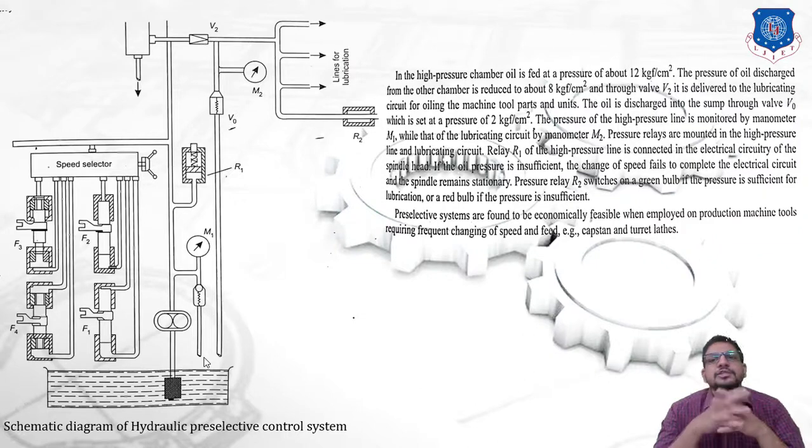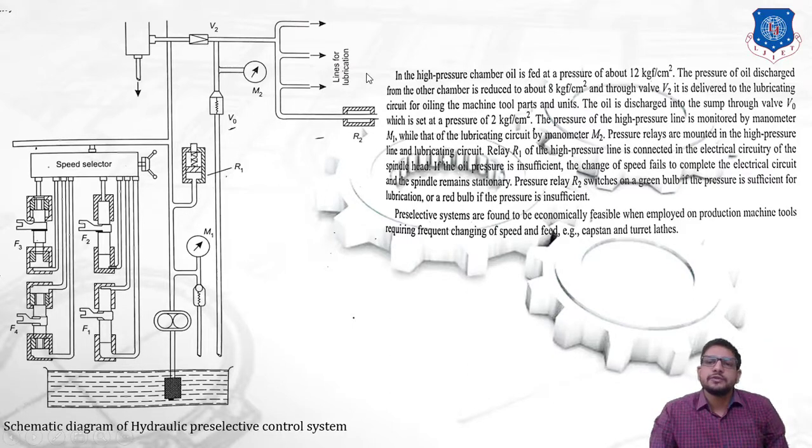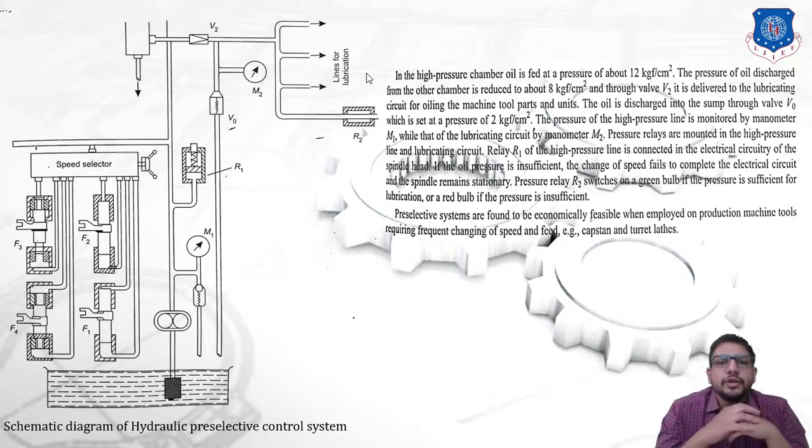So in this high pressure chamber, oil is fed. Now we need to keep the values in mind. Oil is fed at a pressure of about 12 kg force per centimeter square. The oil is discharged from an outer chamber and its pressure is reduced to about 8 kg force per centimeter square through valve V2, and it is delivered for lubricating purpose. So the oil delivered for lubricating purpose has a pressure of 8 kg force per centimeter square. The oil is discharged into a sump through valve V0 as we have discussed, and it is set at a pressure of 2 kg force per centimeter square.